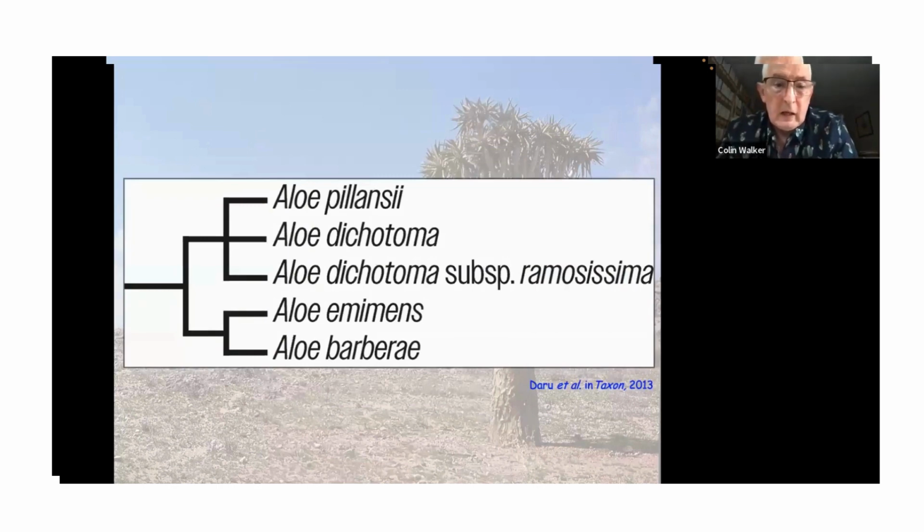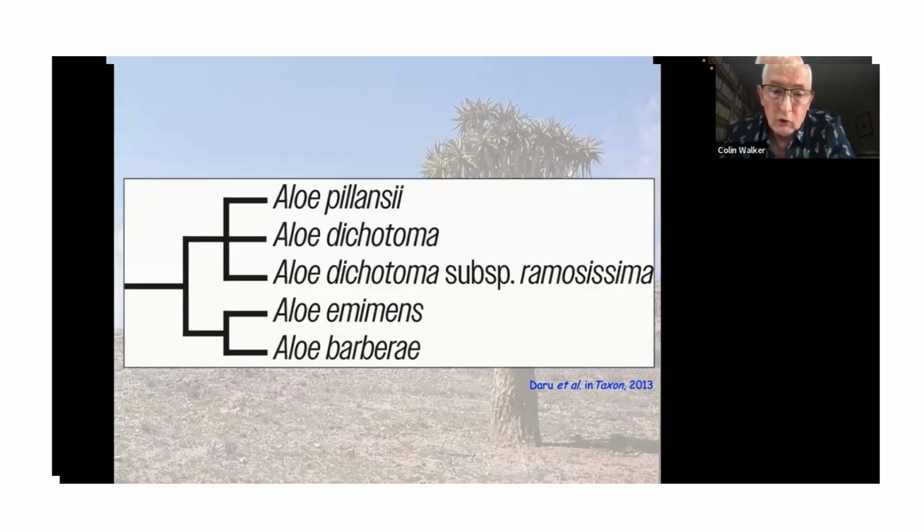Here is a part of that molecular family tree that just deals with the tree aloes. At this point, they had not included Aloe tongense. Presumably they didn't have material of it. So this branch of the molecular family tree just deals with 5 of the 6 tree aloes.